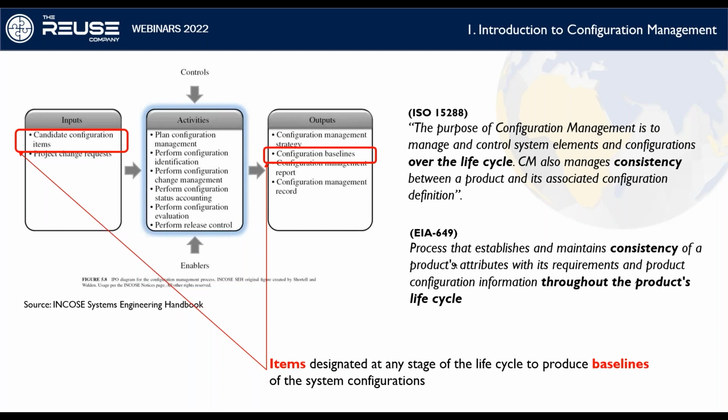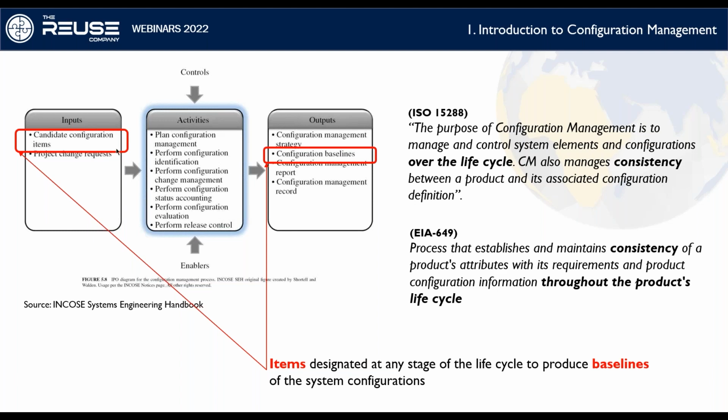And if you look at another definition, coming from the EIA 649, you also see these two concepts of consistency and the fact that you have to produce and manage configurations throughout the life cycle. So this is just for the introduction of the concept. So configuration management is applied throughout the life cycle and is maintaining the integrity of configuration or consistency.